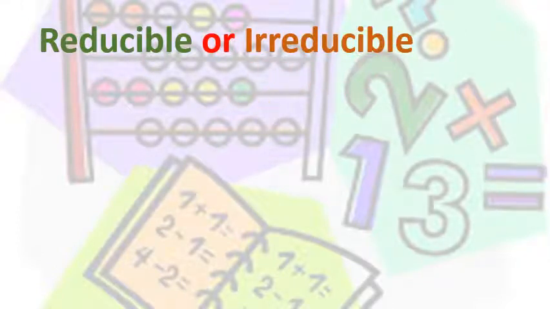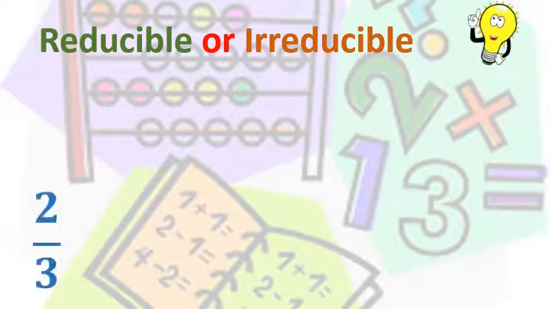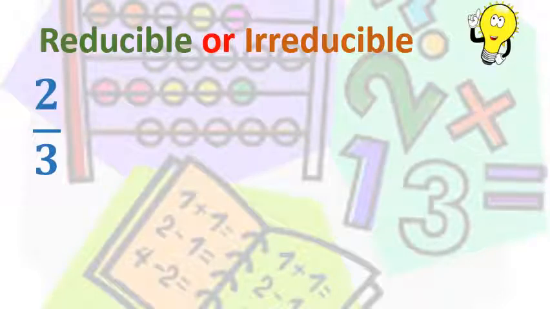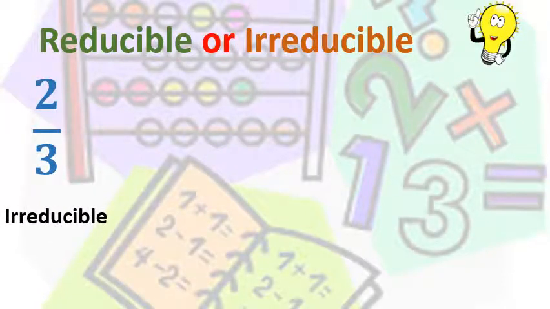cannot simplify. Let's think together. 2 over 3. Can we simplify this fraction? Can we divide the numerator or denominator by another number to simplify it? No. That's why it's an irreducible fraction.